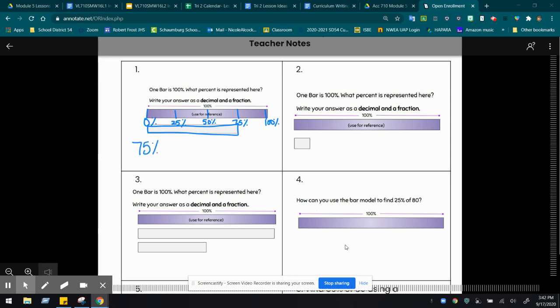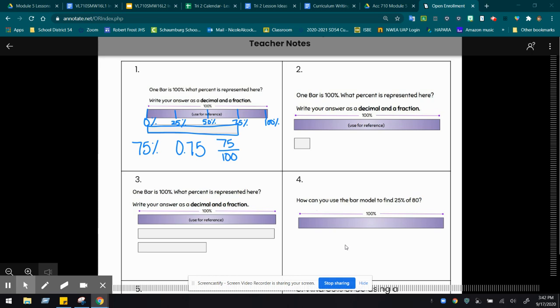But the directions did tell me to write it as a decimal and a fraction. We learned that 75% as a decimal is 0.75, and as a fraction, 75 over 100. And for today, I am not going to simplify so that we can easily see our percentage, our fraction, and our decimal.